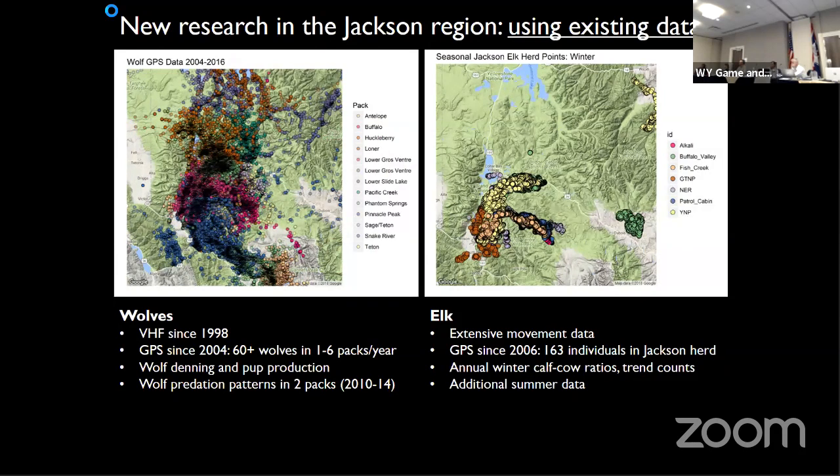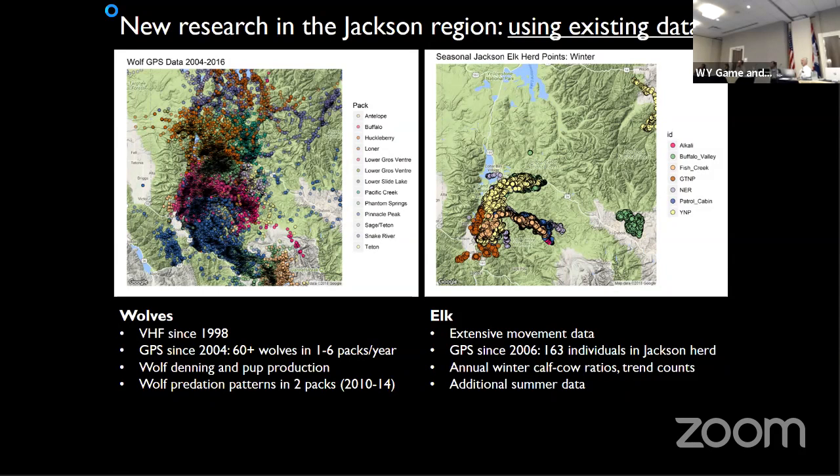Just to give you a sense of that wealth of information, on the left, I just smacked down all the wolf data from just Teton Park, not even including Game and Fish, and some old Fish and Wildlife Service data collected. It's just an immense amount of information. VHF data since 1998, GPS data since 2004, with more than 60 wolves and up to 6 packs a year having one or more collars, with fine scale movement data collected, wolf denning and pup production data, and predation patterns data from a couple packs.